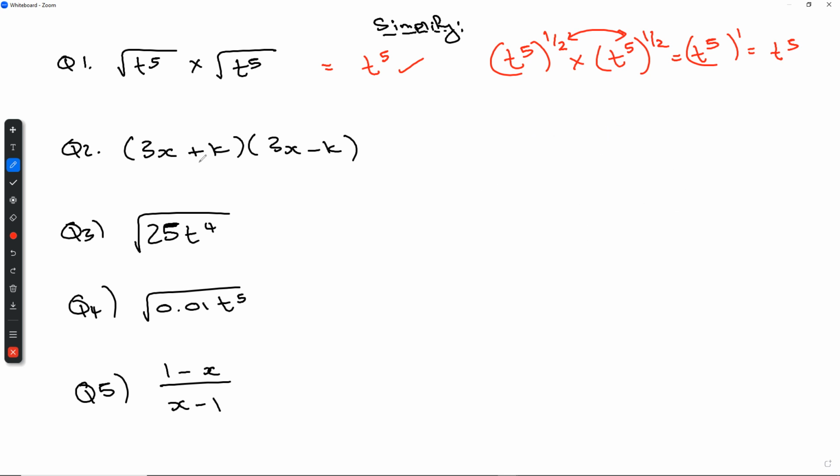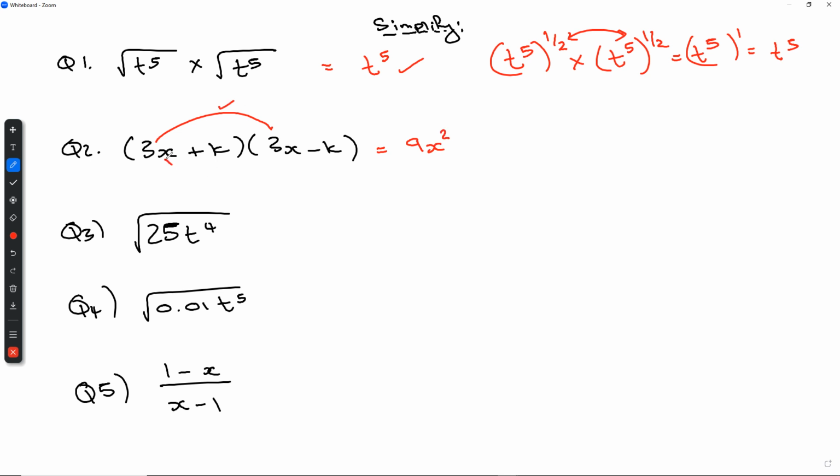The next one is a difference of squares. How do I know that? Because I've got a plus and a minus, and exactly the same first term and exactly the same last term. To simplify this, I'm going to find the product of the two brackets and multiply using the method of FOIL. So 3x multiplies by 3x, and that's going to become 9x squared.